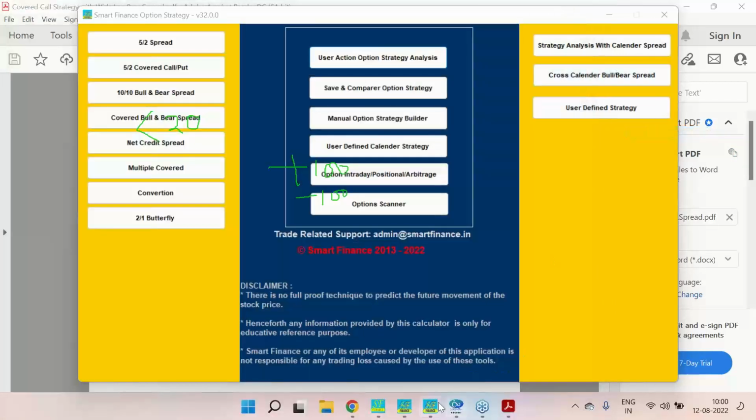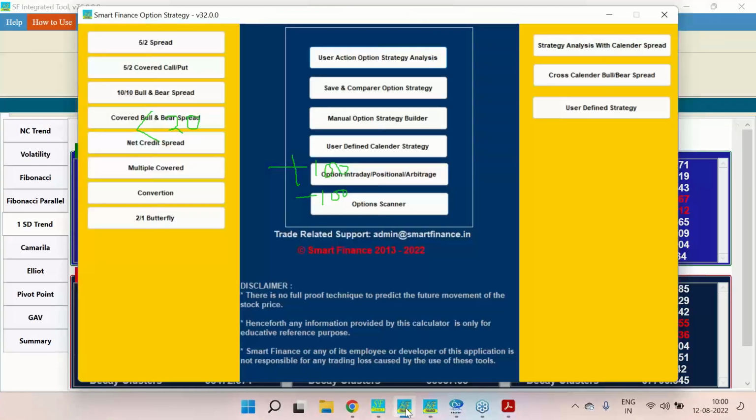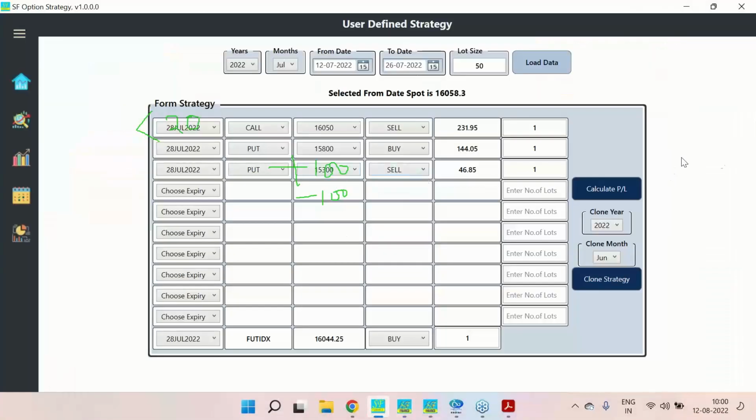So we can create a clone and see how it would have formed in an earlier month. If this is the strategy, let me see the same strategy formed in the month of July, because we are forming it today, the 12th of August. If the same strategy had been taken on the 12th of July and kept till the 26th of July, how much could it have given? That is a very interesting thing to see here.